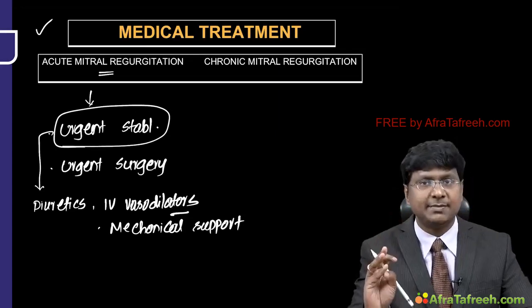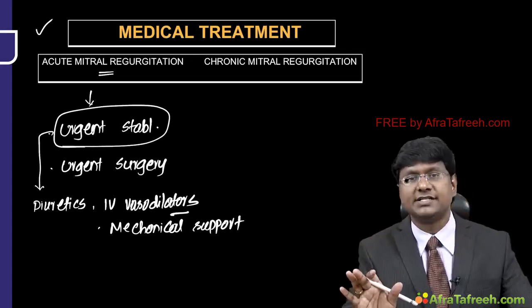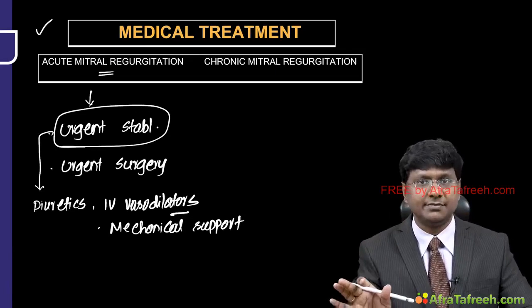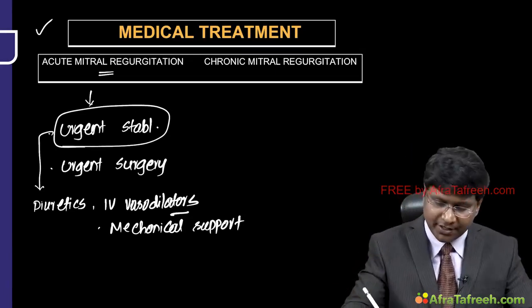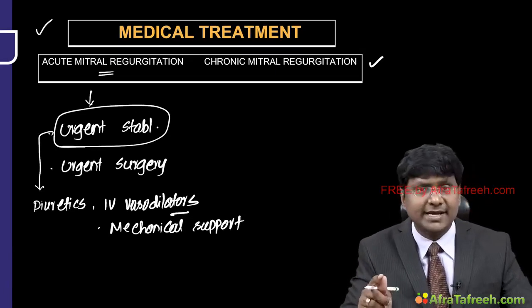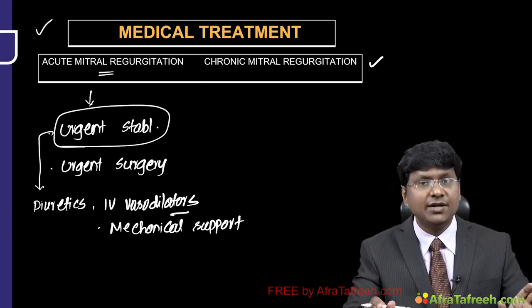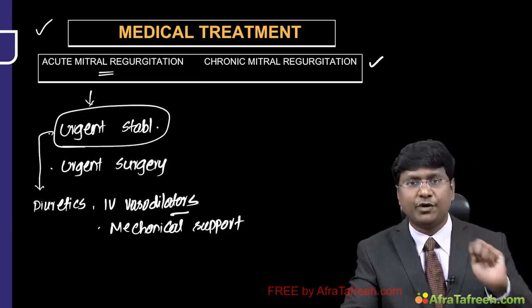So number one, urgent stabilization. Number two, urgent surgery. These are very, very important in case of acute MR. Whereas, in case of chronic mitral regurgitation, there are two important things.